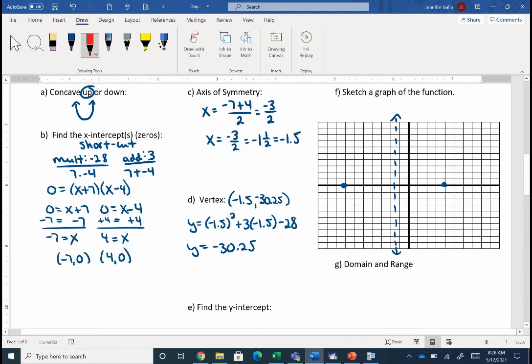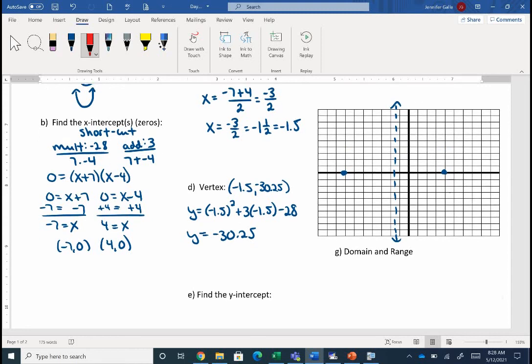Now, before we graph, let's go ahead and find our y-intercept so we make sure everything fits. We already have a -30.25 that we're going to have to fit, so we know we're going to have to change our y scale. But let's make sure that our y-intercept will fit on our scale as well.